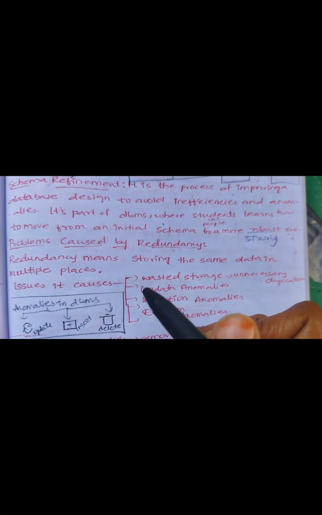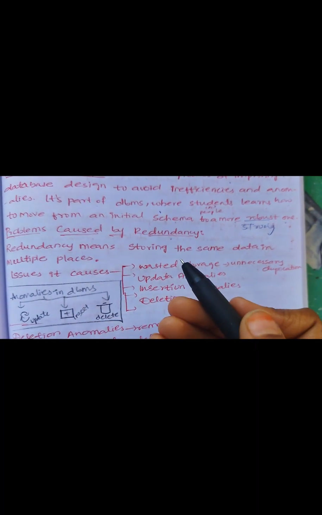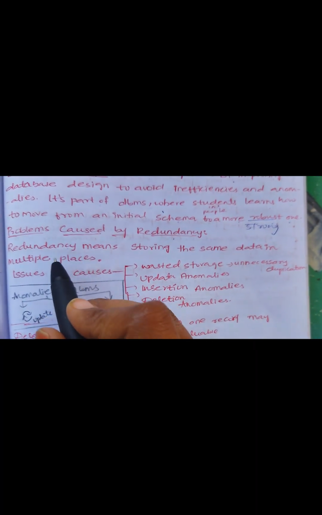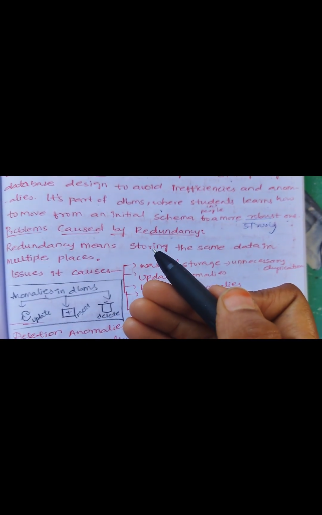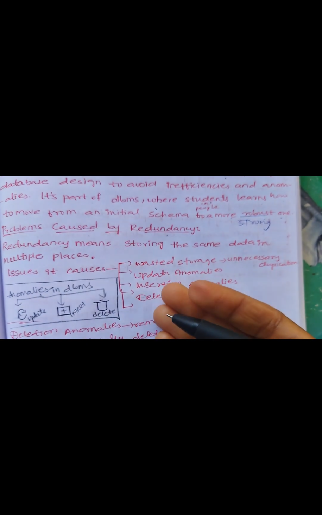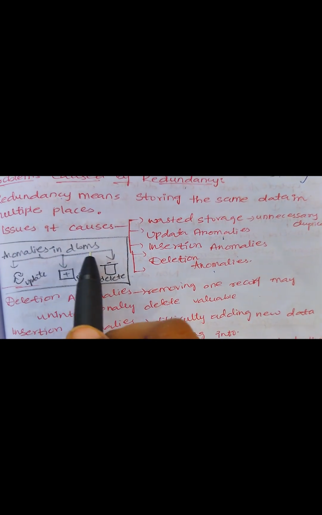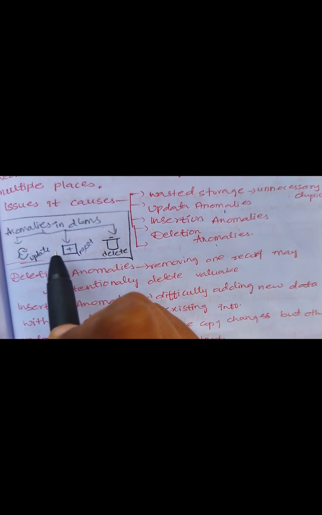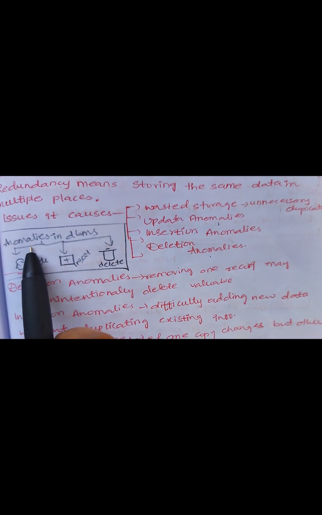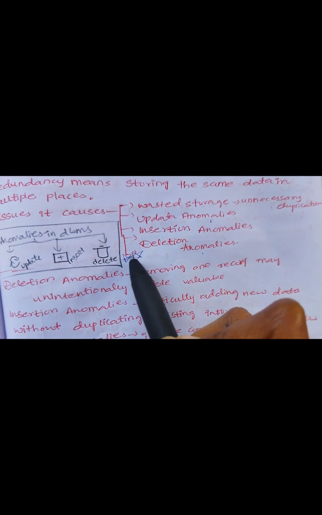Redundancy is the process of storing the same data in multiple places. It may cause some problems like inefficiency, wasted storage, update anomalies, insertion anomalies and deletion anomalies. Anomalies in DBMS relate to updating, inserting and deleting. We use these 3 concepts in anomalies in a database management system. It is used for short questions, 1 mark questions.